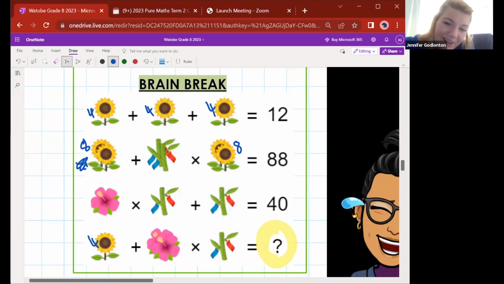There we go. 10. Nice. Okay, because then we're going to have 10 times 8 is going to give us 80, and the 80 plus the 8 is going to give us the 88. So now just be careful about what that means for this one over here.